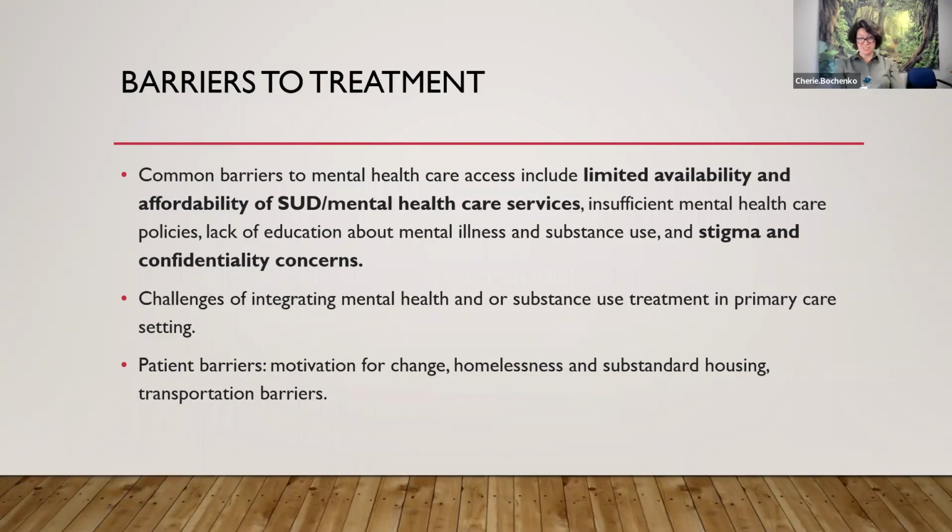Some common barriers to treatment: limited availability and affordability, insufficient healthcare and mental health care policies, lack of education, the stigma, there could be confidentiality concerns. There can be challenges integrating mental health and substance use treatment in a primary care setting. Some patient barriers might be motivation for change, homelessness, substandard housing, transportation barriers.